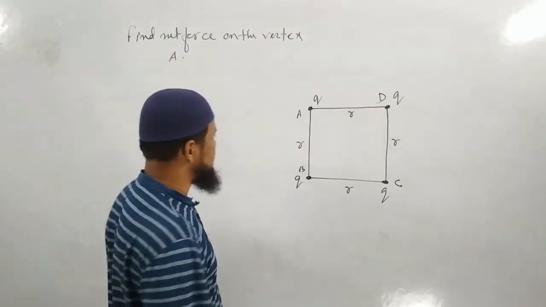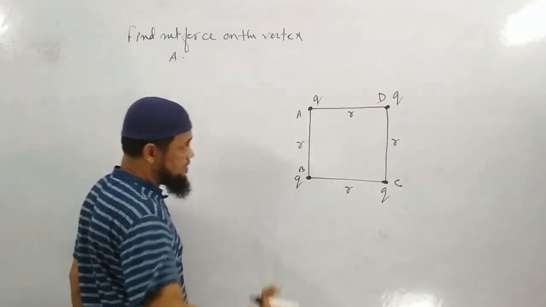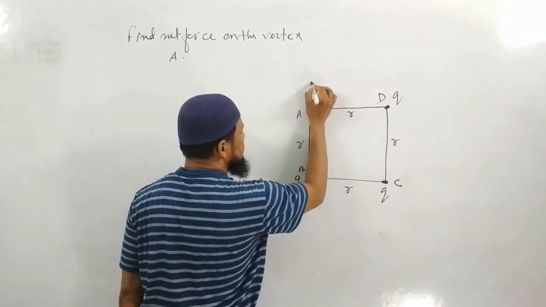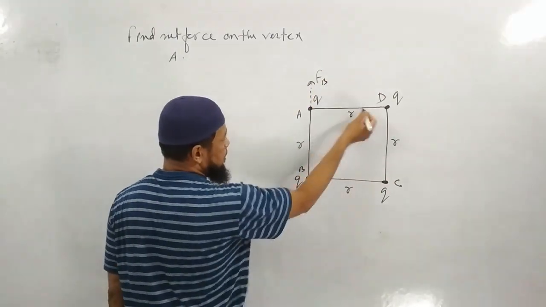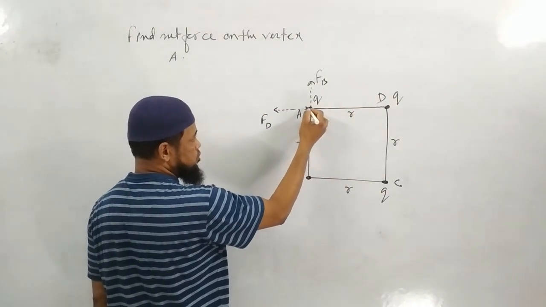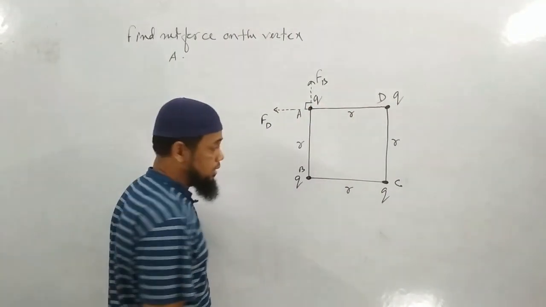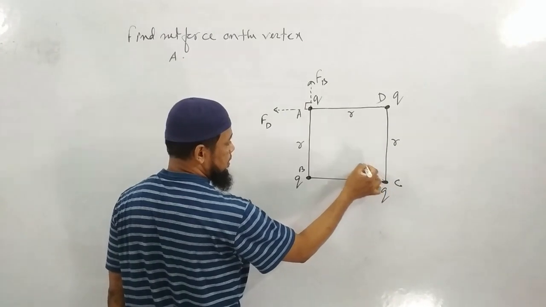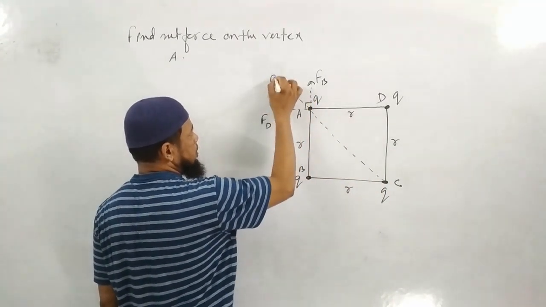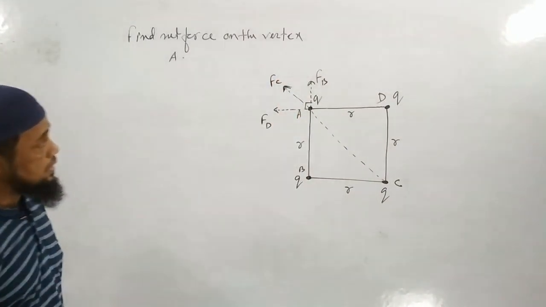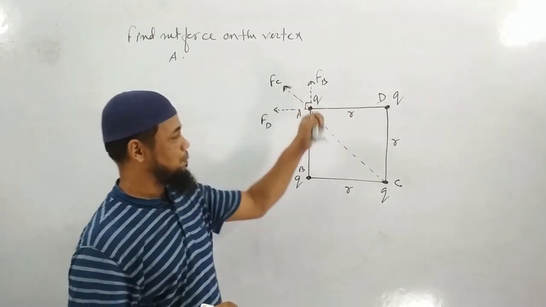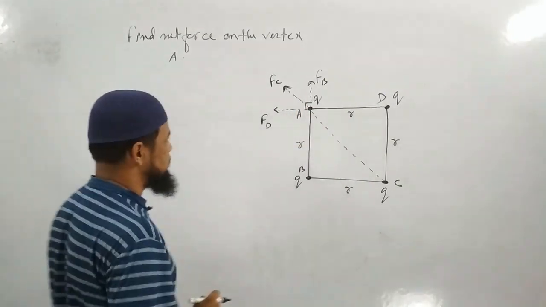Question is how we will find out. How many forces are on A, at the vertex A? At the vertex A, one force will be by B, repulsion. There is a force by D. These two forces will be at 90 degree. And the other force is by C. These are the 3 forces. We have to find out the resultant of these 3 forces. How will you find the resultant of these 3 forces?